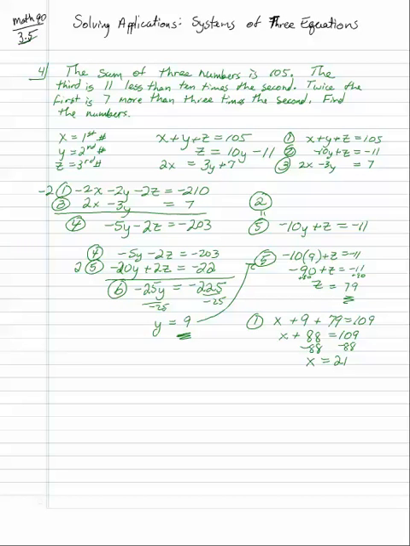Oh, but it's not 109, it's 105. So subtract 88 from 105, that's 17. So x is 17. So now here you don't write the answer as a point because it's a word problem. So we answer the question, find the numbers. So the numbers are 17, 9, and 79.